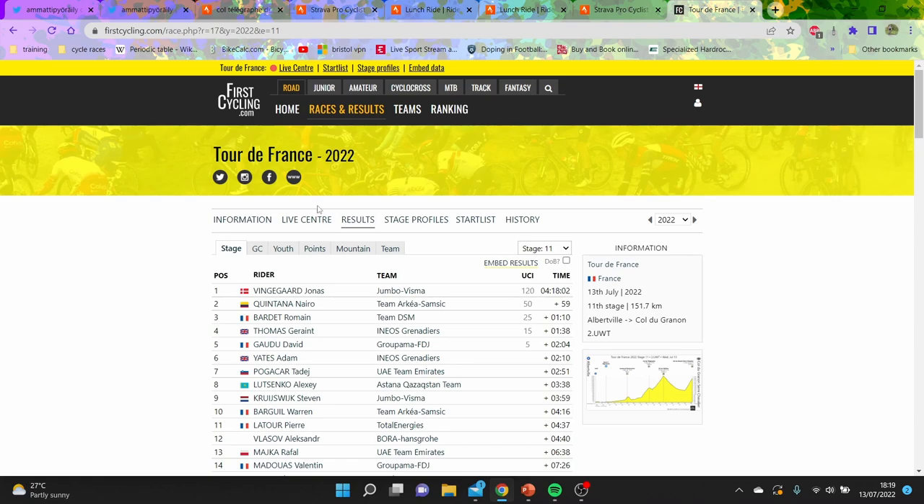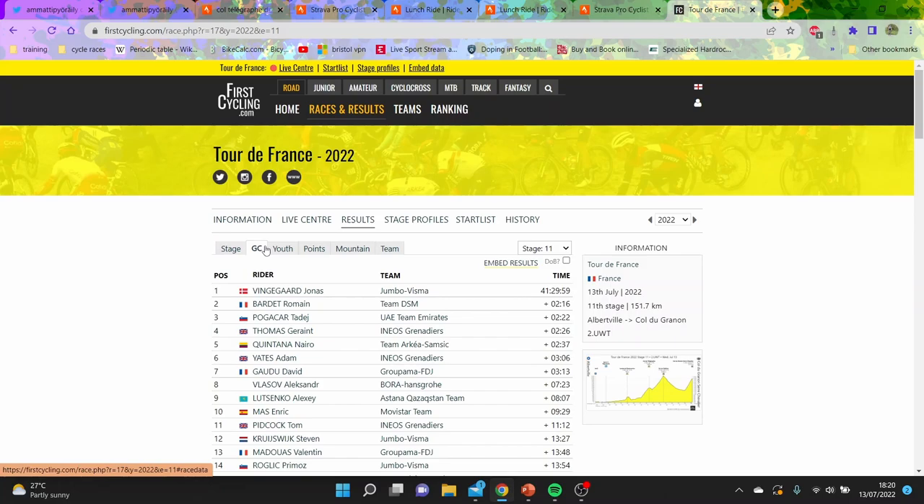Can he back it up or can he not? GC-wise, looking pretty sweet for the boy. 2 minutes up on Bardet. And then everyone else is pretty close up to Adam Yates, really.